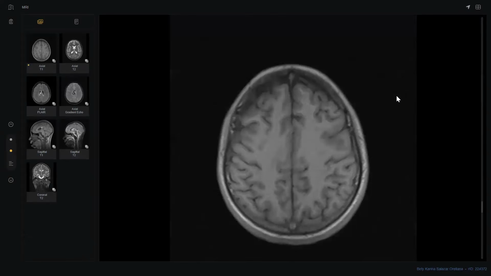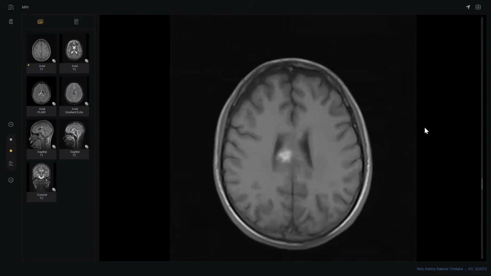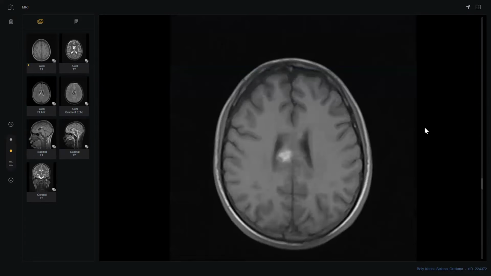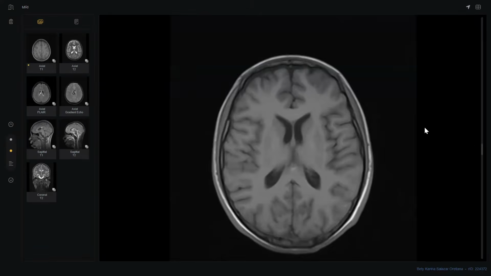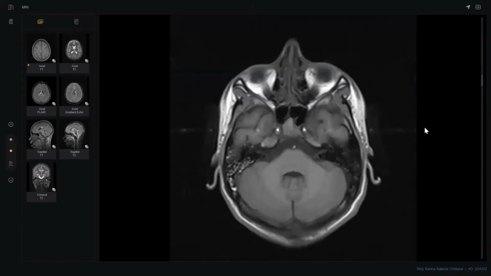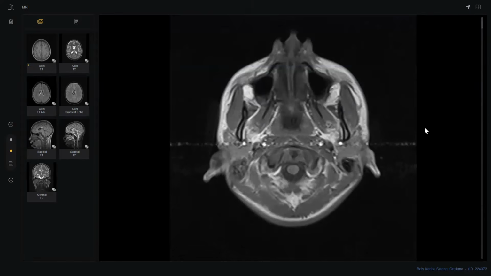This is a T1 sequence. The area of hyperdensity seen on CT appears to be hyperintense on T1, confirming the presence of blood. No evidence of hydrocephalus, no evidence of brain herniation.